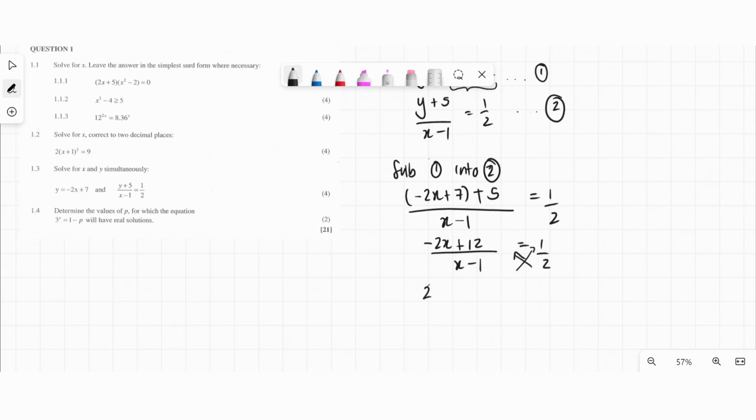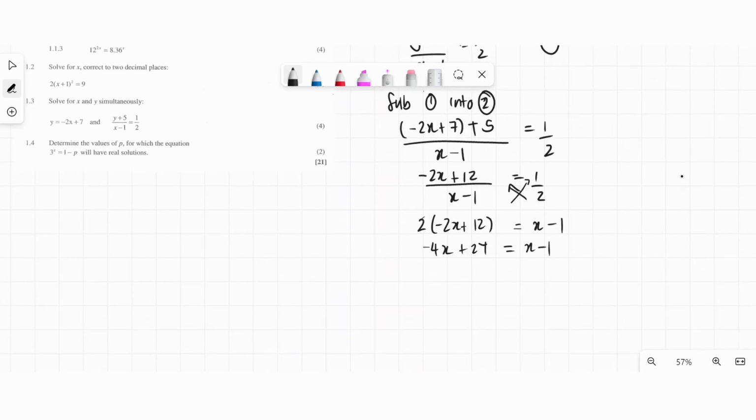So this side is going to be 2, open bracket, negative 2x plus 12 is equal to, then this one is going to be multiplied by 1, so it's going to be the same as x minus 1. Distribute the 2. So it's going to be negative 4x plus 24 is equal to x minus 1. Then I'm going to take the x's this side, and I'm going to take the 24, the numbers, this side. So you're going to have negative 4x minus x is equal to negative 1, then negative 24. Then this is the same as negative 5x, and this side is negative 25.